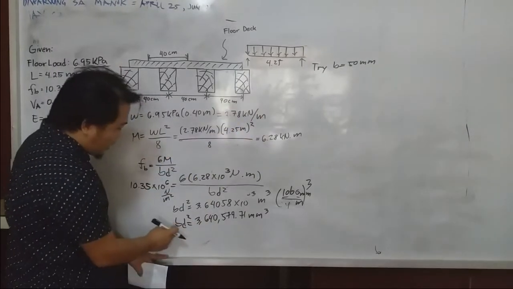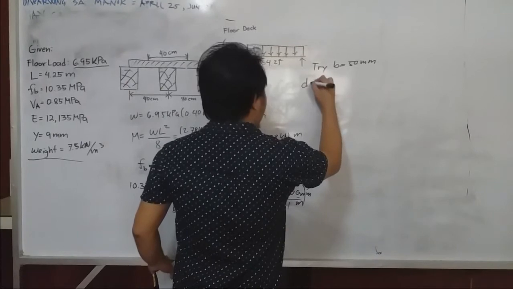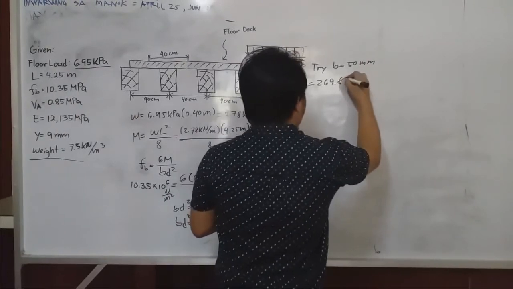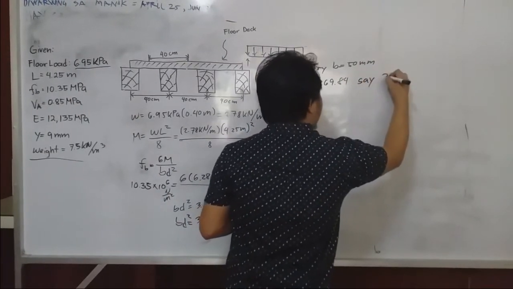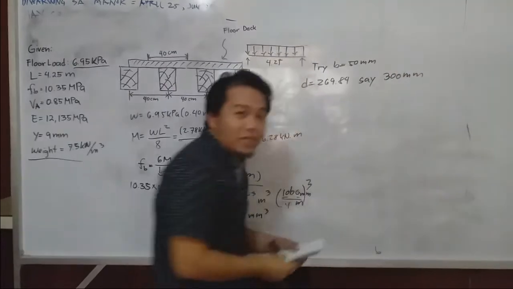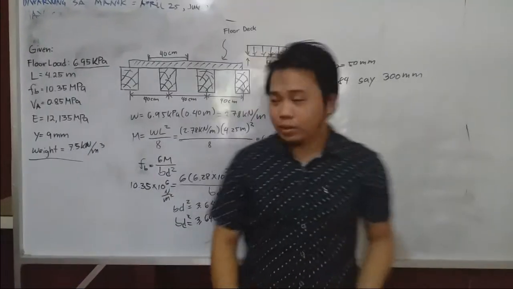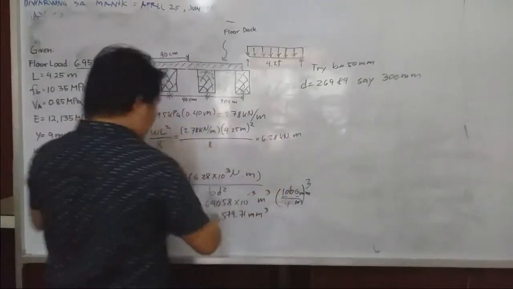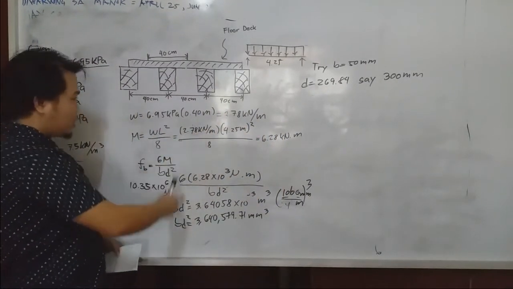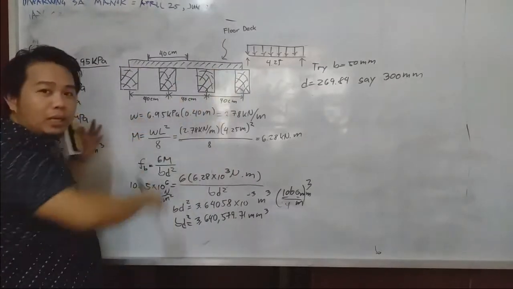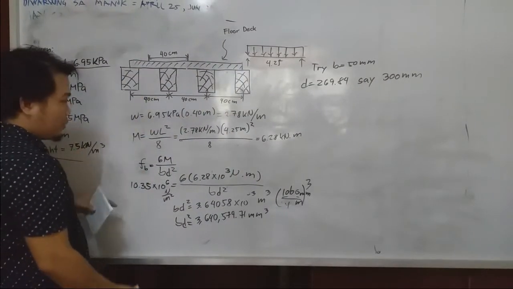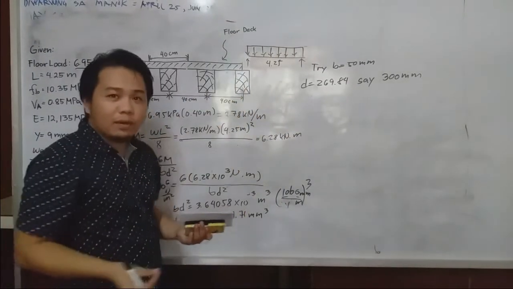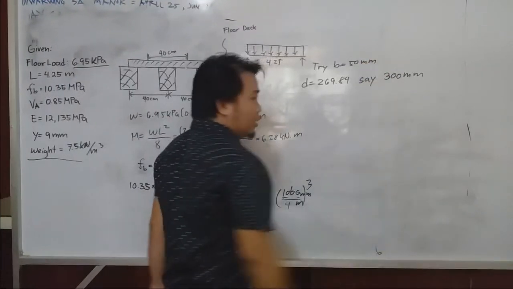Substitute 50 into this equation, so we can have D equal to 269.84, let's just say 300 mm. I adjusted because remember that we will account for the weight of the beam. But during this process, I considered only the load alone, which is the floor load. So to take account of the weight, I will adjust the dimension to 300, but we will check later on if this 50 by 300 is safe to use.